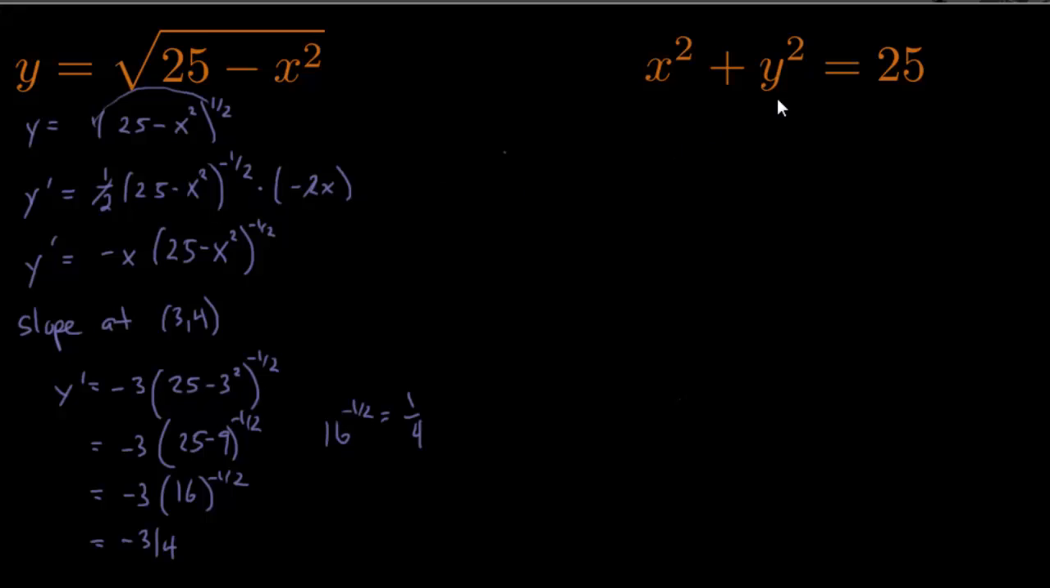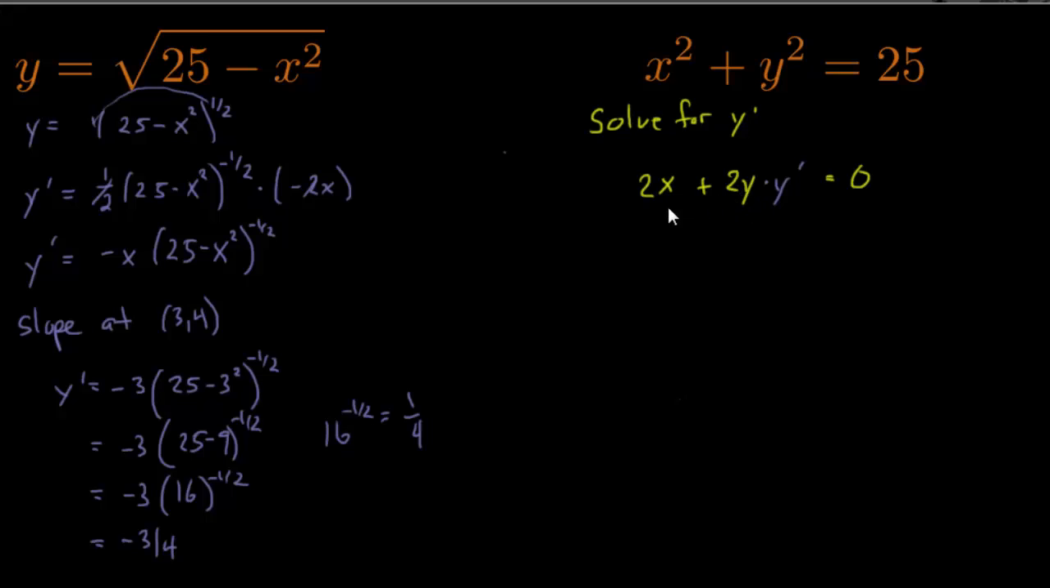Let's go ahead and do it with the implicit. So my goal here is to solve for y prime. So what's the derivative of x squared with respect to x? Well, 2x. What's the derivative of y squared with respect to x? Well, 2y. But then remember, you've got to multiply by y prime because it is a chain rule. And then you move on. You got the derivative of 25, which is just going to be 0. So now I'm just going to solve for y prime.